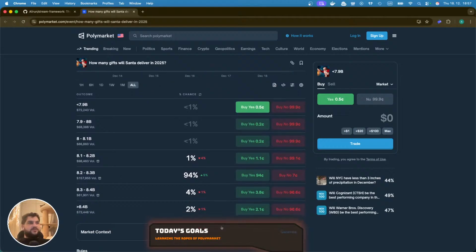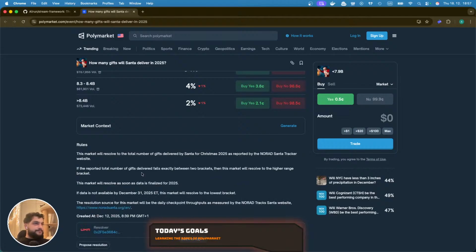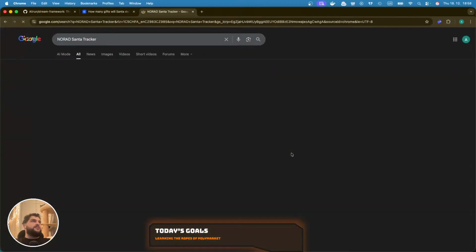I saw this voting, and there is almost a winning competition here. I don't know what it is based on. Let's read the rules. This market will resolve to the total number of gift deliveries by Santa for Christmas 2025, as reported by the NORAD Santa Tracker website. Okay, so there is some Santa Tracker website that I'm not aware of.